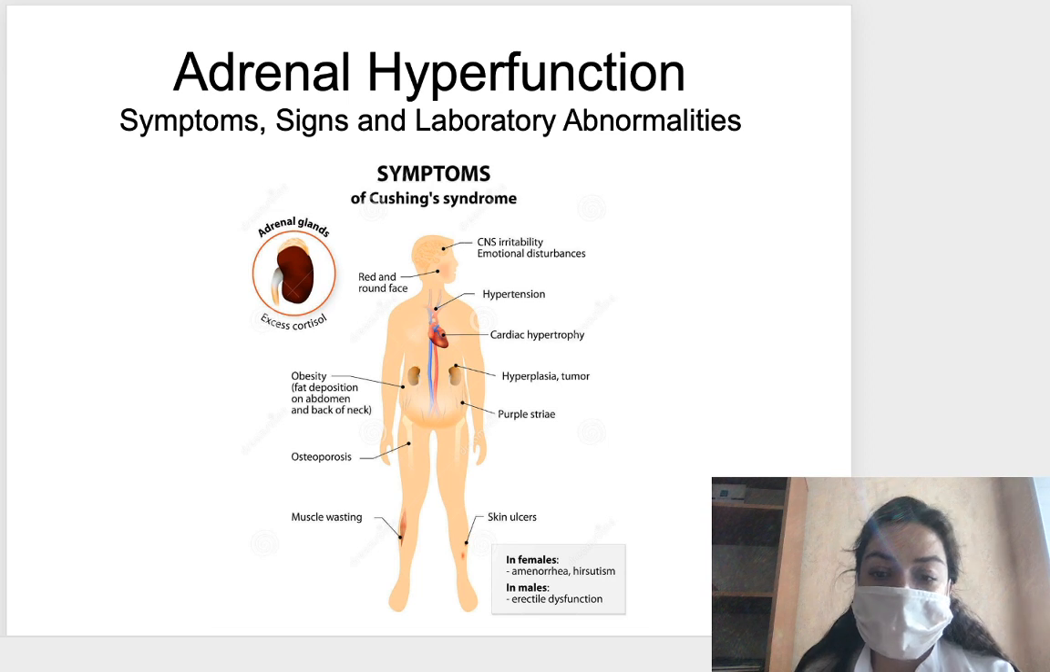It is obesity, like we said, it is mostly central obesity, fat deposition on abdomen and back of neck. It is purple stria, yes, a very specific sign of Cushing's syndrome. Moreover, it can be osteoporosis, muscle wasting, and skin ulcers. In females, it is often amenorrhea and hirsutism. In males, erectile dysfunction.